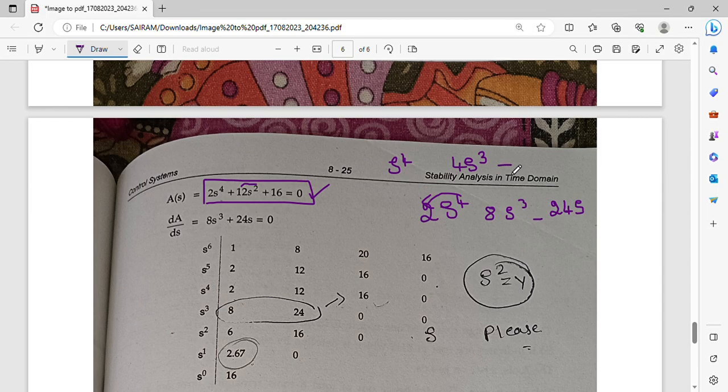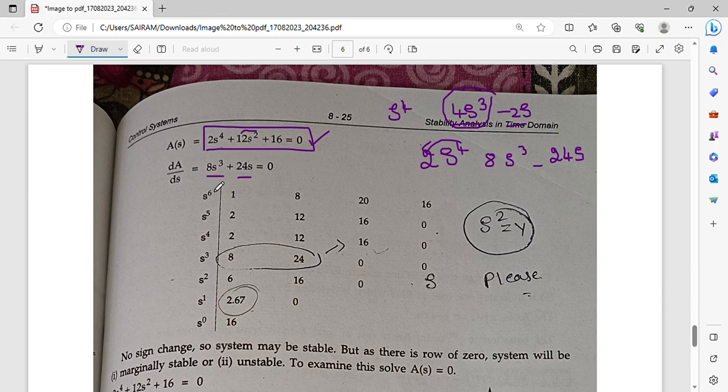And generally understand that s power 4 becomes 4s cube and s square becomes 2s. Correct? Yes, understand this in differentiation. s power 4 is nothing but 4s cube and s square is nothing but 2s. So when you apply this, s power 4 as 4s cube, you get 8s cube, because 2 into 4 is 8, so that is why 8s cube. And here it is 2s. When you take s square as 2s, 12 into 2 is 24, that is why it is 24s, right?